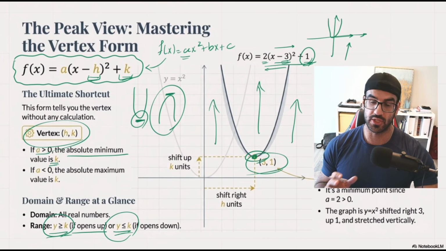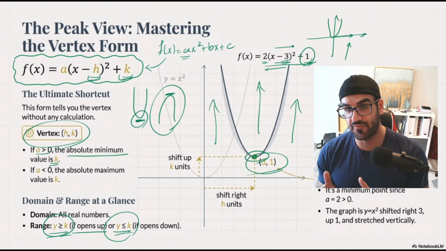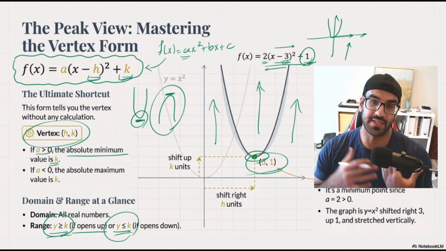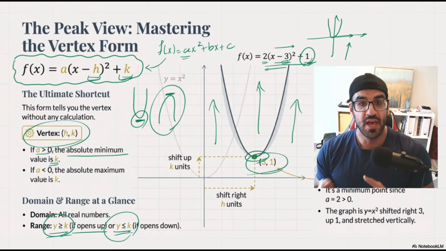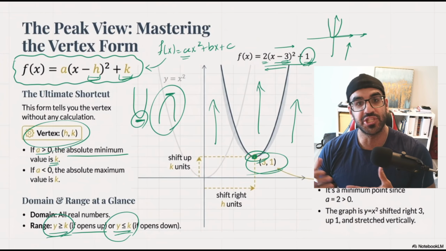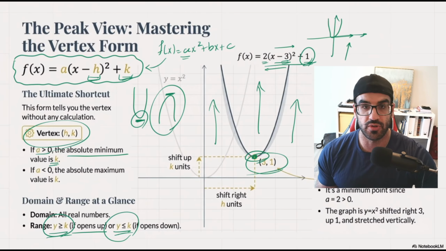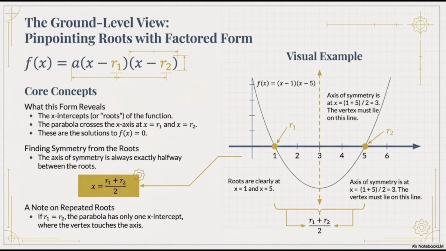So here's a real question. How can I find this form out of the standard form? Because in the standard form I do have a, b, and c, but at this point I do have a, h, and k. How can I convert one to another? We are going to show you with the simplest steps. Oh, by the way, just before that, let's talk about the third form we are going to see, and that form is the ground level view.